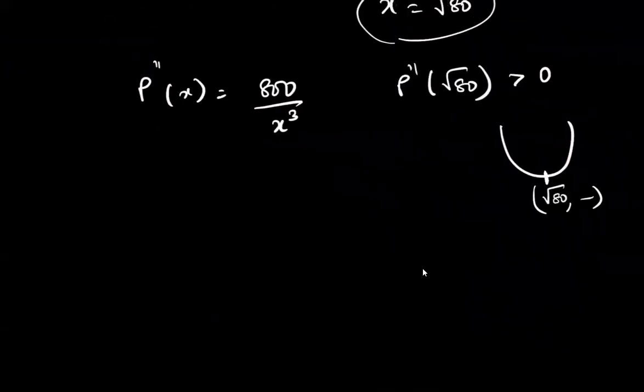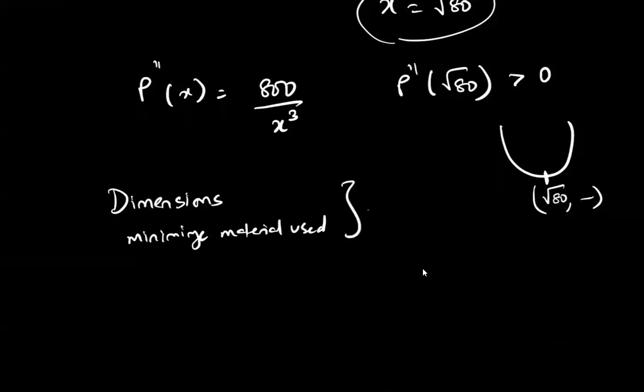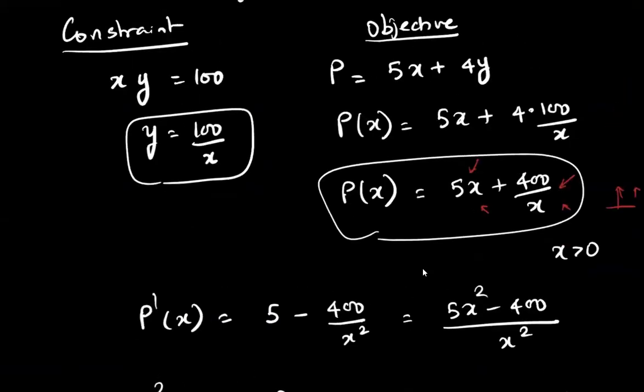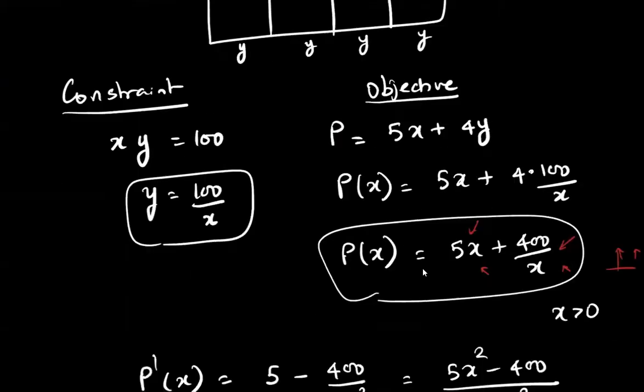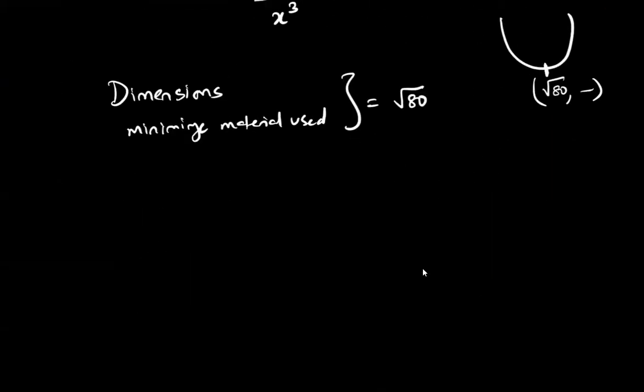So I'm going to say that the dimensions that minimize material used will be x equals square root of 80 meters, and y will be 100 over square root of 80. That's what we have.